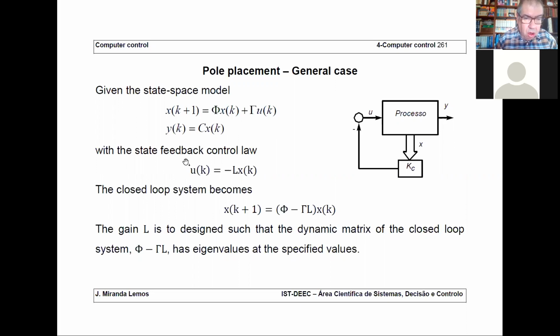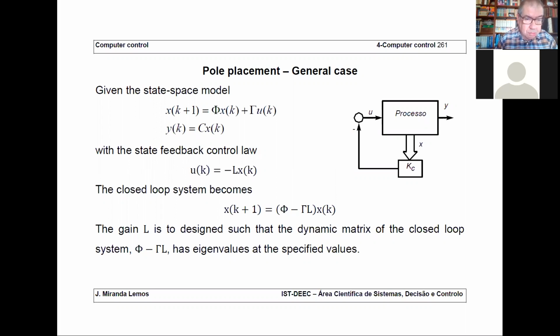And your feedback law is a feedback from the state. So it's a minus. This minus is not essential, we put it just because feedback is usually recognized as negative. If we had no minus, then the L that we want to design would have the opposite sign. And so u is a linear combination of the elements of the state. So L is a row vector of gains, and x is a column vector. So minus Lx is nothing more than a linear combination of the states, and you want to compute the coefficients of this linear combination such that the closed loop system has poles in the desired positions.